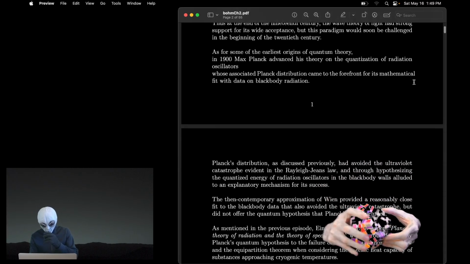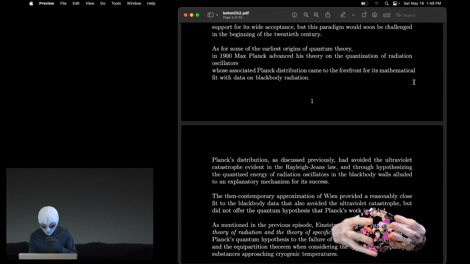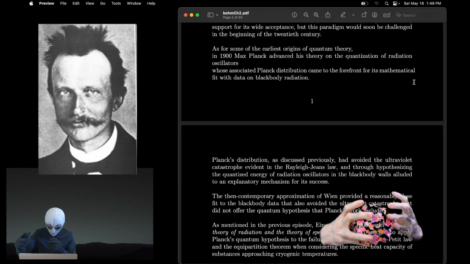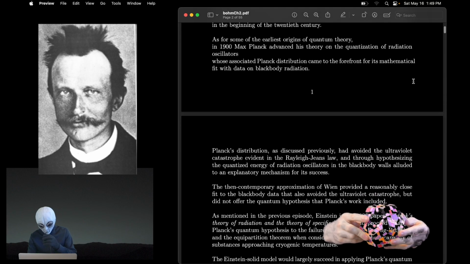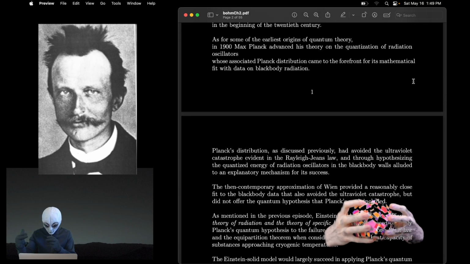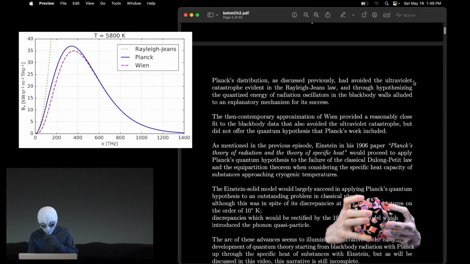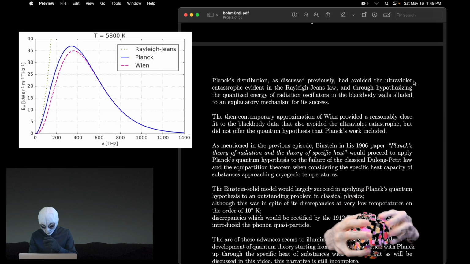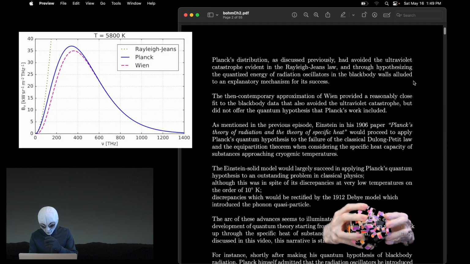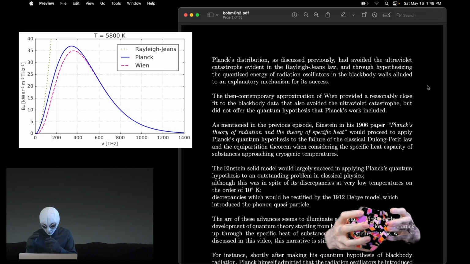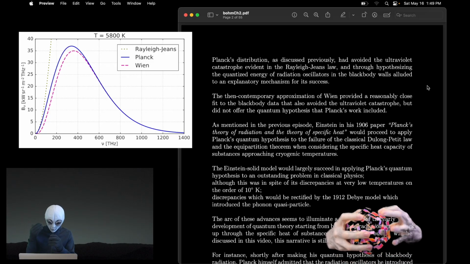As for some of the earliest origins of quantum theory, in 1900 Max Planck advanced his theory on the quantization of radiation oscillators, whose associated Planck distribution came to the forefront for its mathematical fit with data on black-body radiation. Planck's distribution, as discussed previously, had avoided the ultraviolet catastrophe in the Rayleigh-Jeans law, and through hypothesizing the quantized energy of radiation oscillators in the black-body was alluded to an explanatory mechanism for its success.